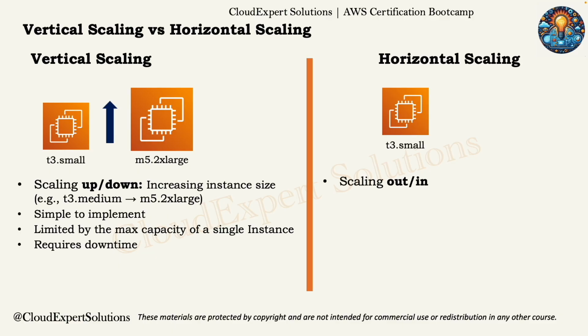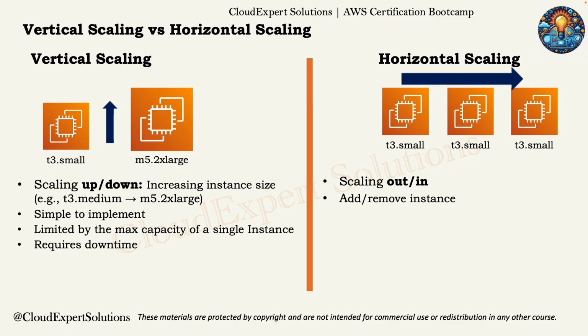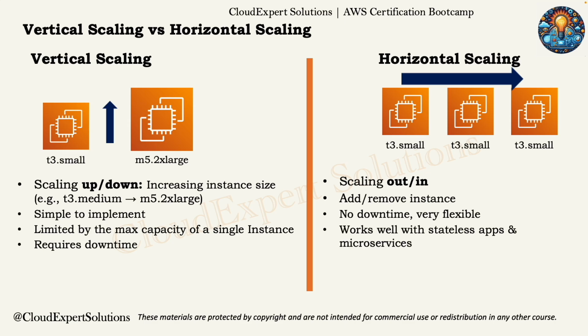On the other hand, you can see terminology like scale out or in to represent horizontal scaling. Horizontal scaling involves adding more EC2 instances to handle the increased traffic. This is highly effective in cloud environments because you can scale in and out without downtime. It works best for stateless applications where each instance can process requests independently. Horizontal scaling lays the foundation for high availability, especially when combined with load balancing.